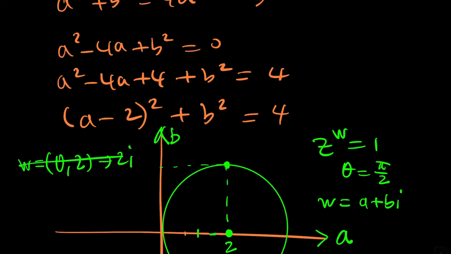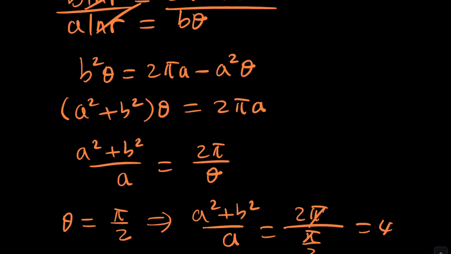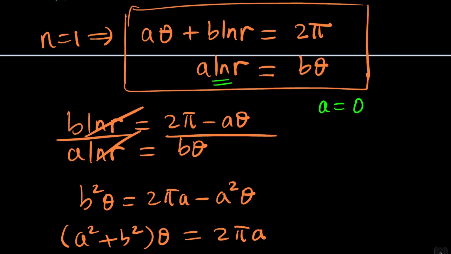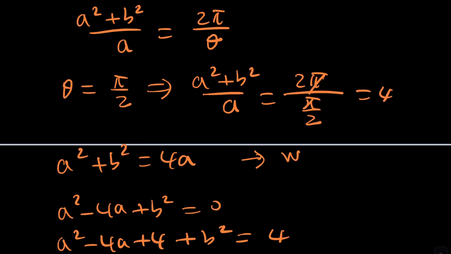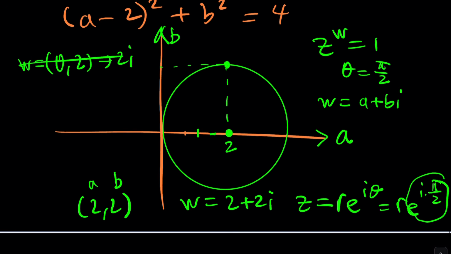If a is equal to 2 and b is equal to 2, and theta is pi over 2, we're going to get 2 times ln r is equal to 2 times pi over 2. And then the 2 is going to cancel out. We get ln r is equal to pi over 2, which means r is e to the power pi over 2. That's a real number, right? So we get e to the power pi over 2 plus i times pi over 2 as our z, and then raise it to the power w, which is 2 plus 2i. And that's for you to do the work to show that this is indeed equal to 1.